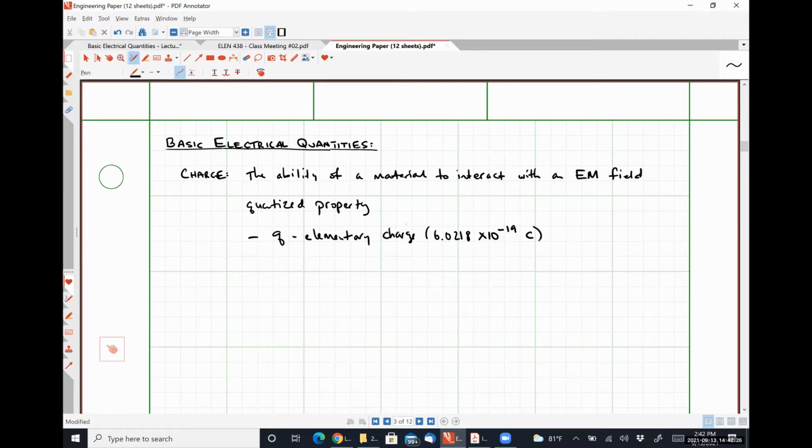Which one do you want to talk about first, current or voltage? Current, all right. So electrical current is the rate at which charge moves through a system. That's it, okay?